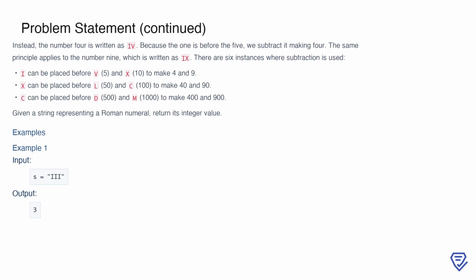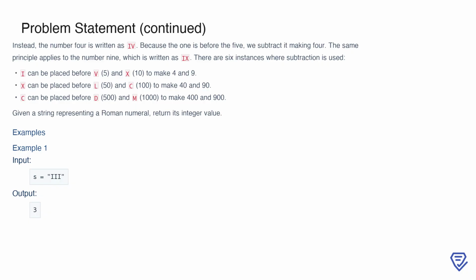When it comes to exceptions in Roman numerals, subtraction is used in certain cases. For example, the number 4 is written as IV, where the I comes before the V, indicating that 1 is subtracted from 5. Similarly, 9 is written as IX, where I is subtracted from 10. This subtraction rule applies to 6 specific instances.